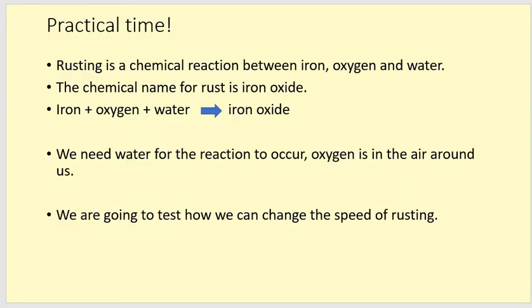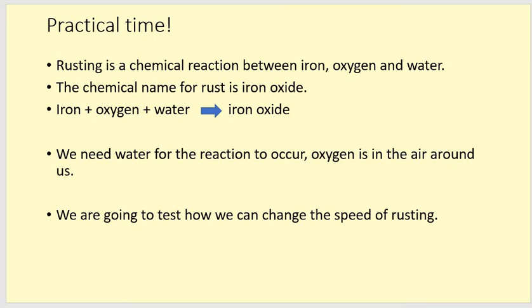So now it's time to find out about our practical. I'm going to suggest that you watch all the video the first time to see what you need to do. Then you re-watch it from this slide to set the practical up. That way you're not going to have any surprises and have to run away and get things that you haven't organised. Now we're looking at rusting today.